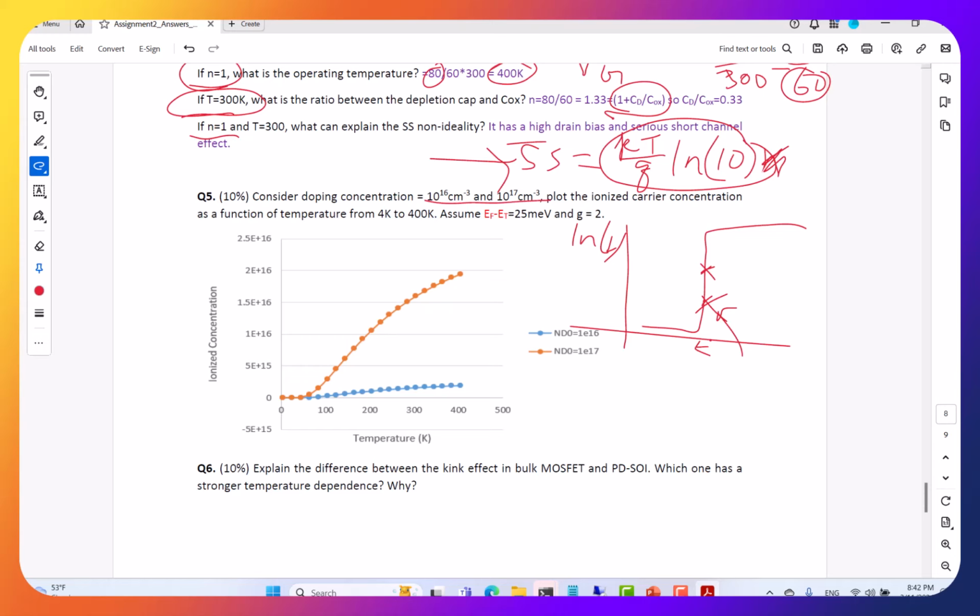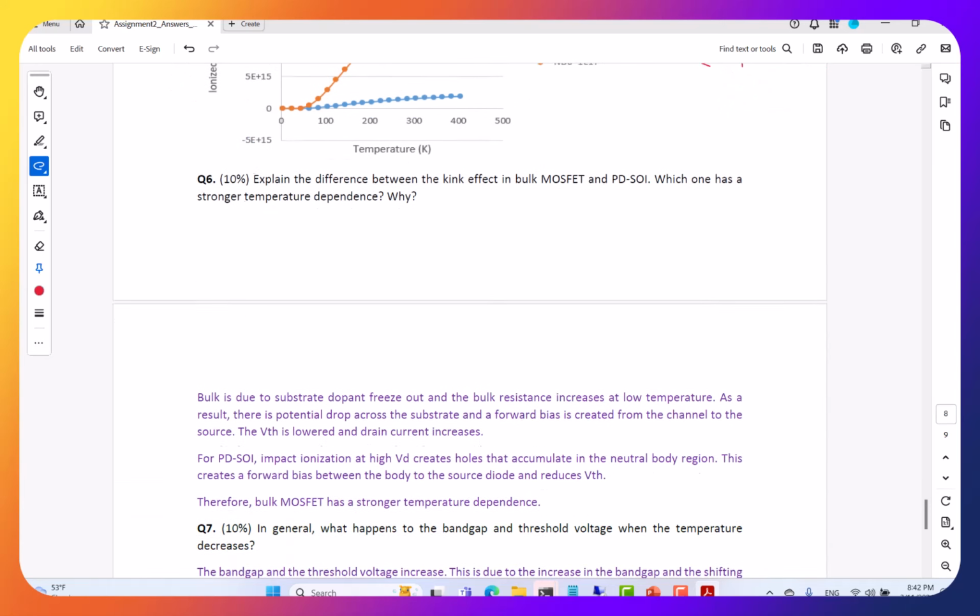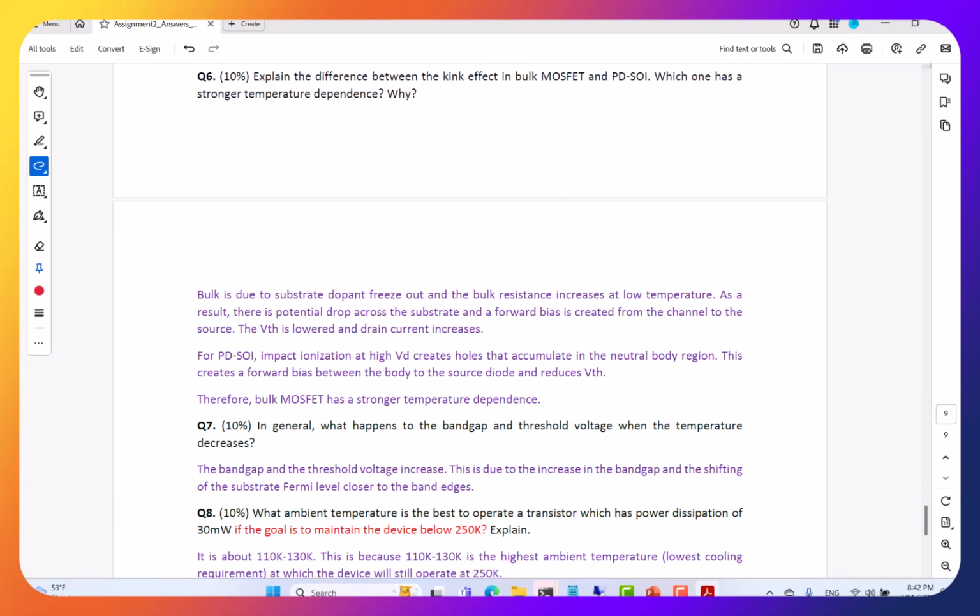Then we talk about the incomplete ionization. Here I just ask you to plug in the equation. I'm not going to repeat. Okay? Maybe you can put in your cheat sheet. Kink effect, another important one. Okay, so what is kink effect?